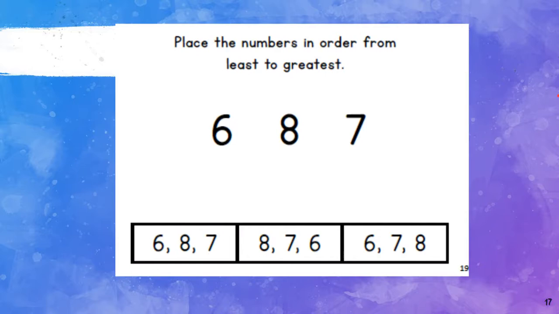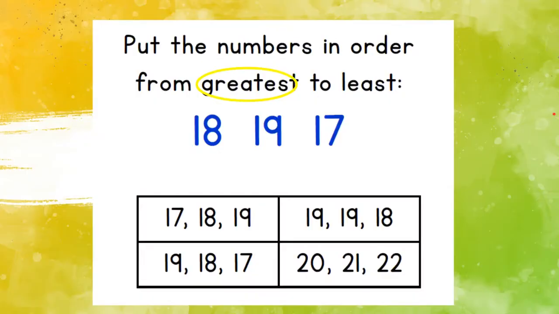Put the numbers in order from least to greatest. Remember, that means smallest to biggest. So 6, 8, 7. Which one is the smallest? 6, and then 7, and then 8. So this one down here shows us the correct one.